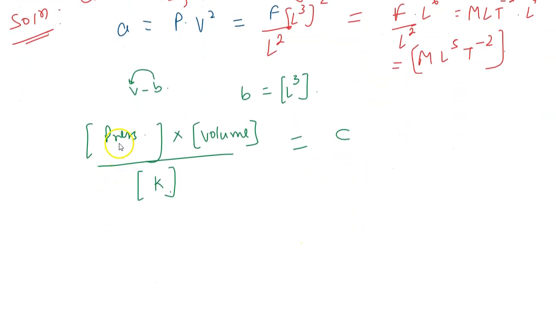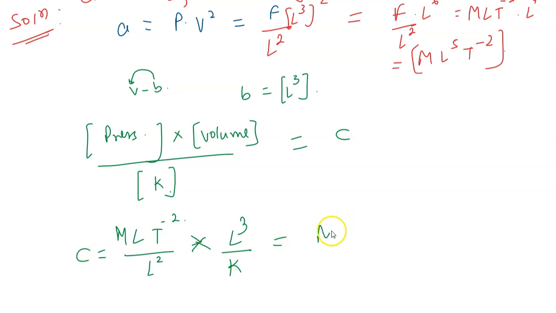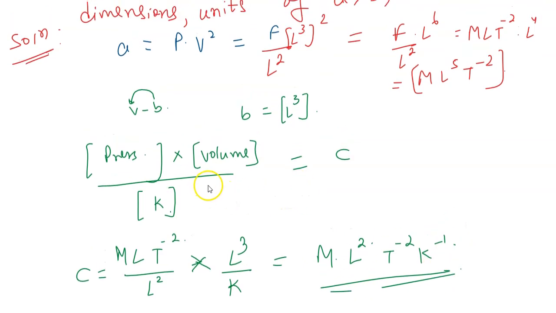So for pressure, it will be force per unit area. That means MLT to power minus 2 divided by L square, times, for volume we have L cube divided by K, and that will be ML square T raised to minus 2 K raised to minus 1. Yes, we get the dimensions of C, B and A.